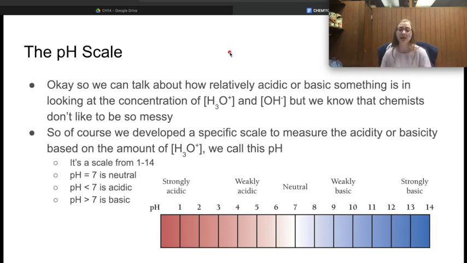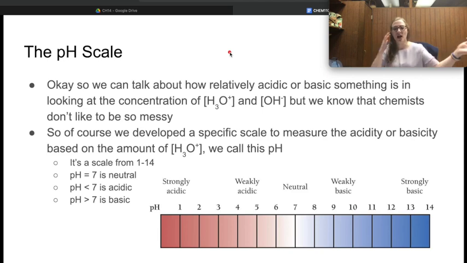So basically, we know that chemists don't like to be messy. We don't like to deal with this stuff. As much as we developed scientific notation to take away some of the mess, we've developed the pH scale to take away the mess of using scientific notation when comparing really, really small numbers, so that we don't have to figure out, all right, 10 to the minus 6 is a bigger number than 10 to the minus 8, for example. So of course, we developed a specific scale to measure the acidity or basicity based on the amount of H3O+.